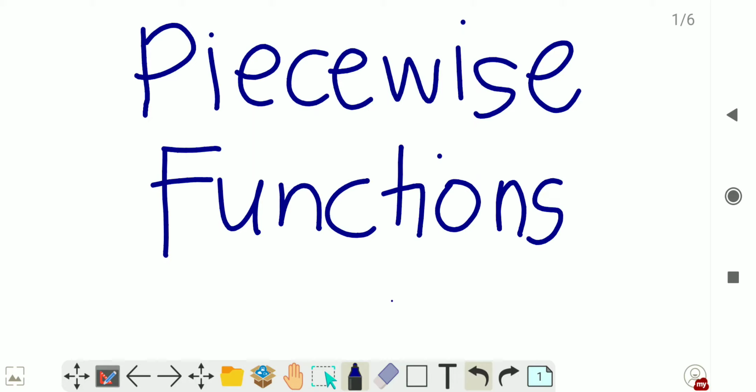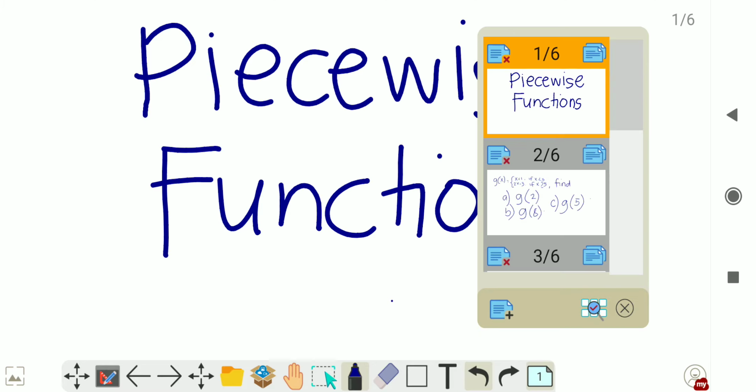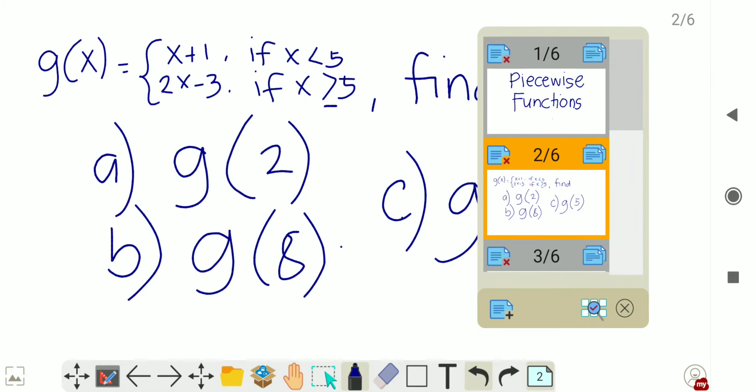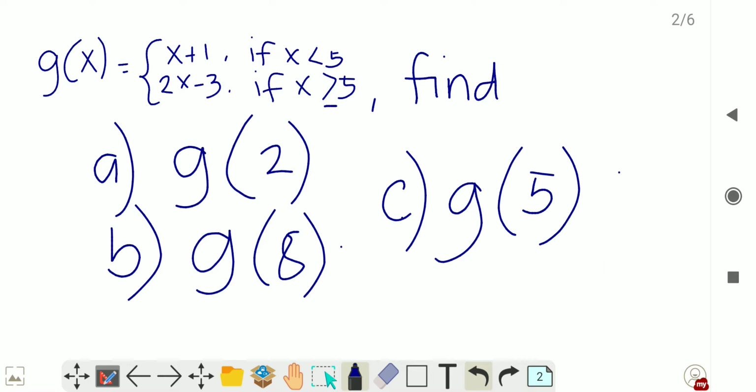Hi! Today, we're going to learn how to evaluate piecewise functions. So, we have our examples here. We have g of x is equal to x plus 1 if x is less than 5, and 2x minus 3 if x is greater than or equal to 5. So, we are asked to find g of 2, g of 8, and g of 5.